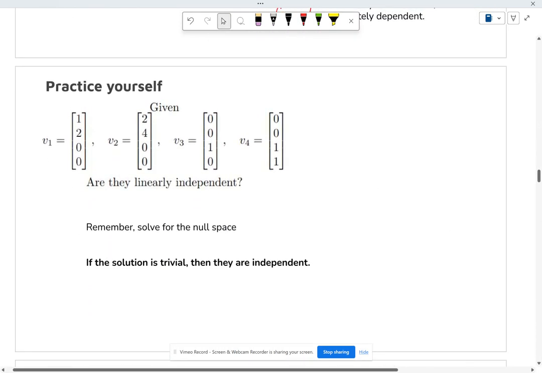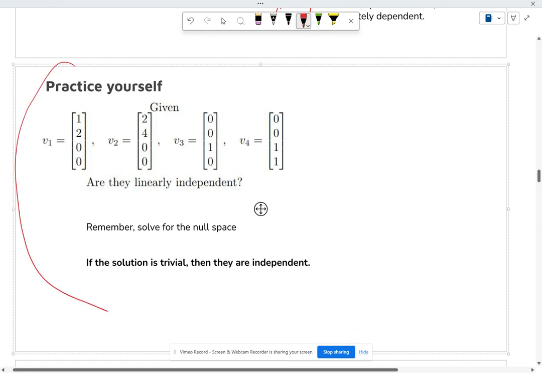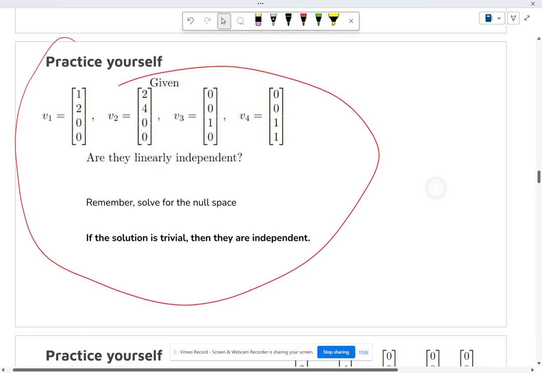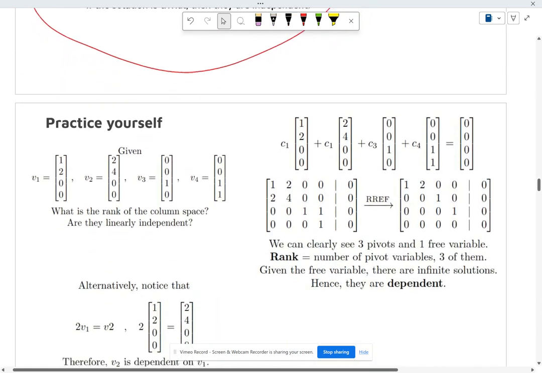Okay. Once again, pause the video, see if you can give this a try, and see if you can identify if they are linearly dependent or independent. Okay, pause the video because I'm moving on.